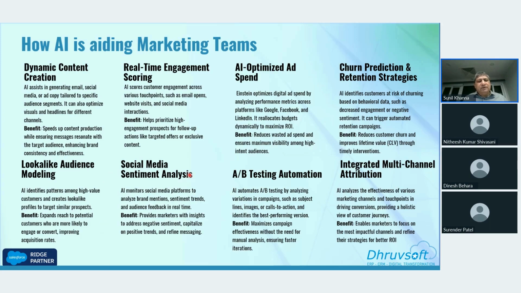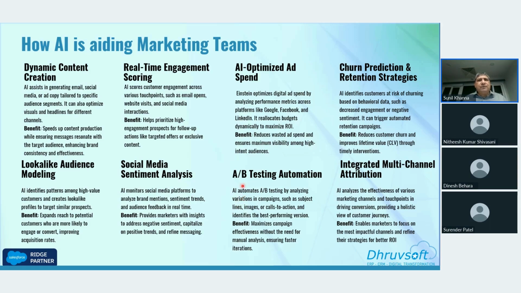In the other areas where AI is helping marketing teams include doing sentiment analysis for your social media, which can actually provide marketers with better insights about whether you are getting a negative sentiment or a positive sentiment on your social media pages.